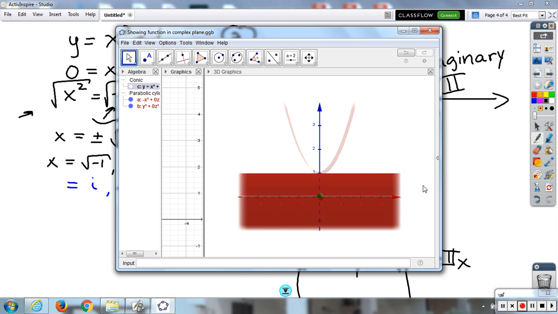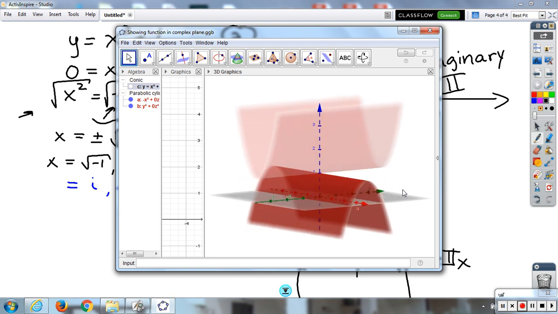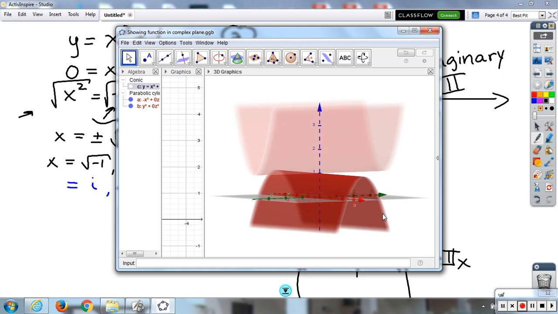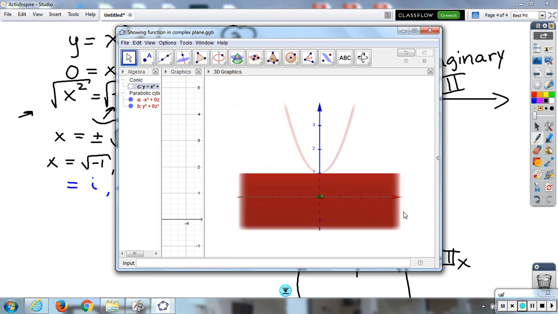But now if I were to rotate it, you'd see this piece right here, and now this part becomes invisible. So that's the extra baggage that this function carries with it, this other parabola, which is basically upside down, passing through points along an imaginary axis now. Okay?